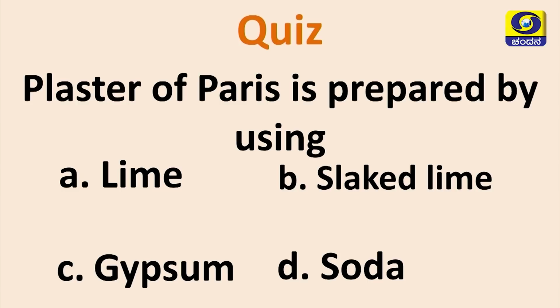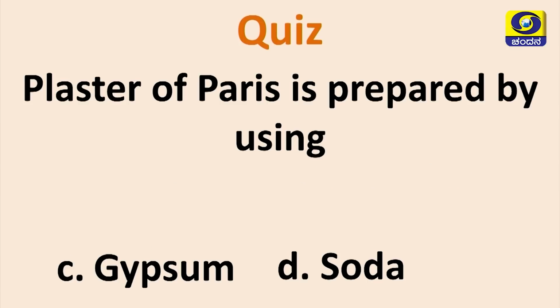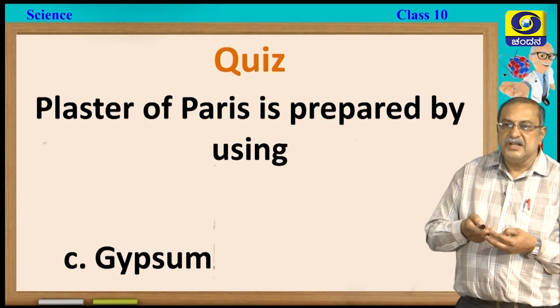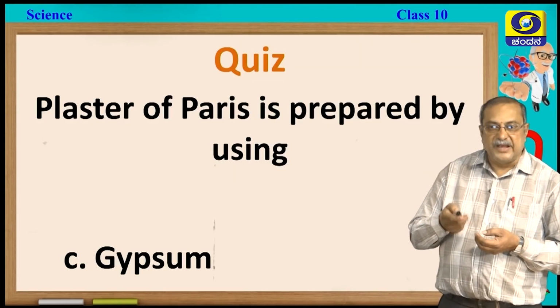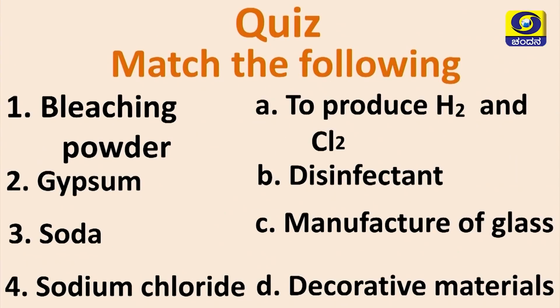Let us see. Let us verify that one. Okay? So, lime is not that one, slaked lime is also not there, and soda is also not there. It is gypsum. Okay? Gypsum salt. Recrystallization of gypsum gives the plaster of Paris once again. In your examination, they will ask match the following. So, it will be easy for me to sum up everything in brief. That is why I have taken the match the following in this case.